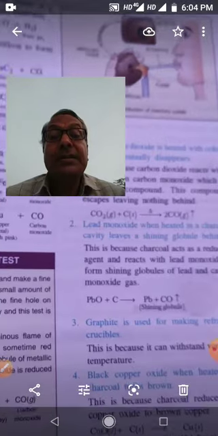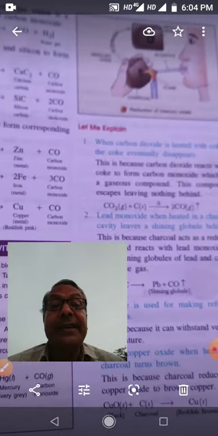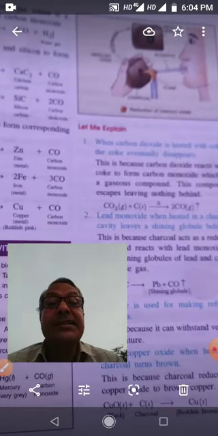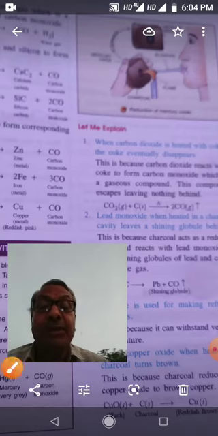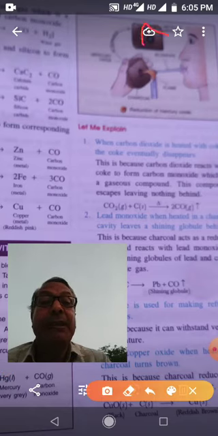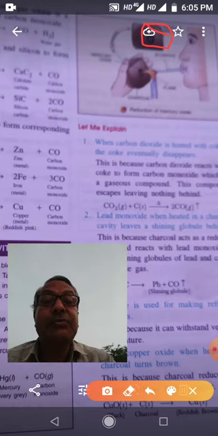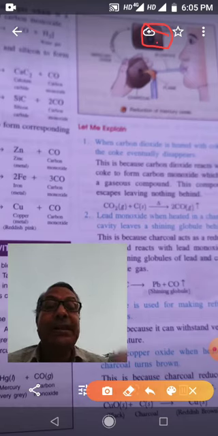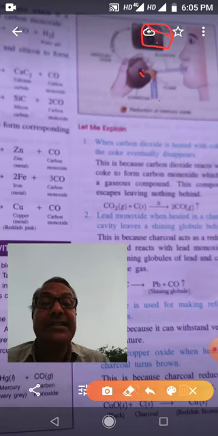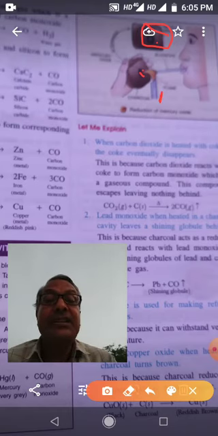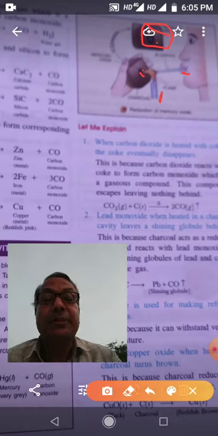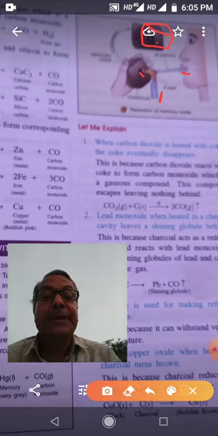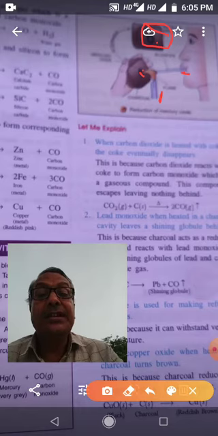So children, you see here, this is the charcoal block that has been taken. In that one fine hole is made. In that hole mercuric oxide is taken, and this is the Bunsen burner. With the help of a blowpipe, when air is blown, then the flame of the burner enters the hole.